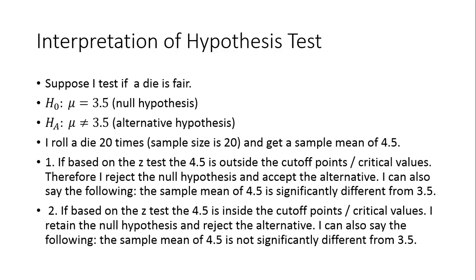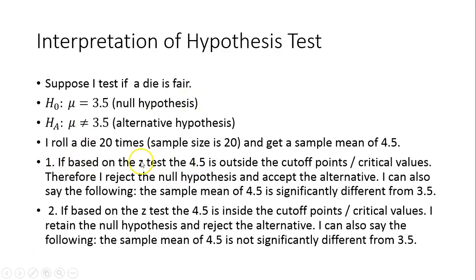So, how would you interpret the results? And I talked about this already. Again, suppose, for example, you roll a die 20 times, you get a sample size of 20, you get a sample mean from those 20, it's 4.5. But you hypothesize if the die is fair. You want the mean to be 3.5, maybe. You're trying to see, is this a fair die or is it not fair?